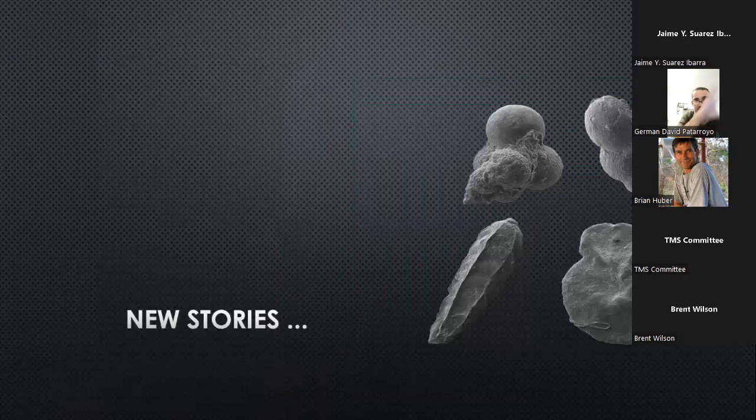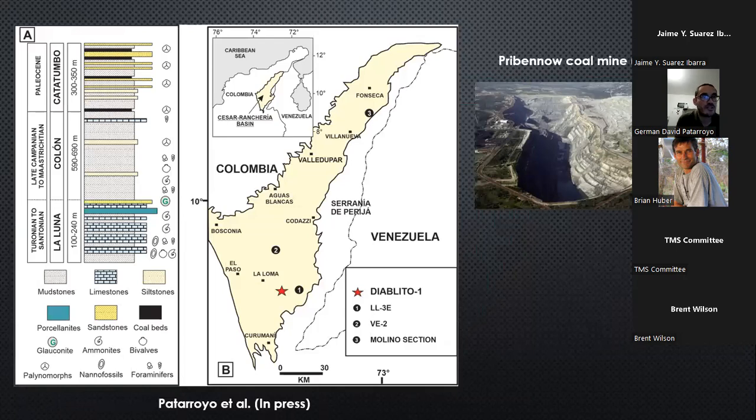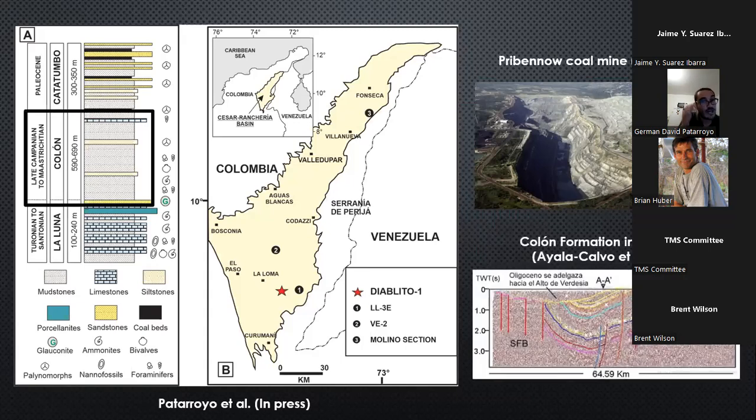So with this kind of introduction, I will talk a little bit more about the study area, pointing out that this is the Cesar Rancheria Basin, a basin located mostly between Colombia and Venezuela. And I will talk about this locality that is Diablito 1. Diablito 1 is a core that was collected by the Drummond Coal Company. It's a really famous locality. You probably heard about the Titanoboa, but in this case it's related with the Paleocene. But in this area, they collected a series of cores, which I indicated on the map.